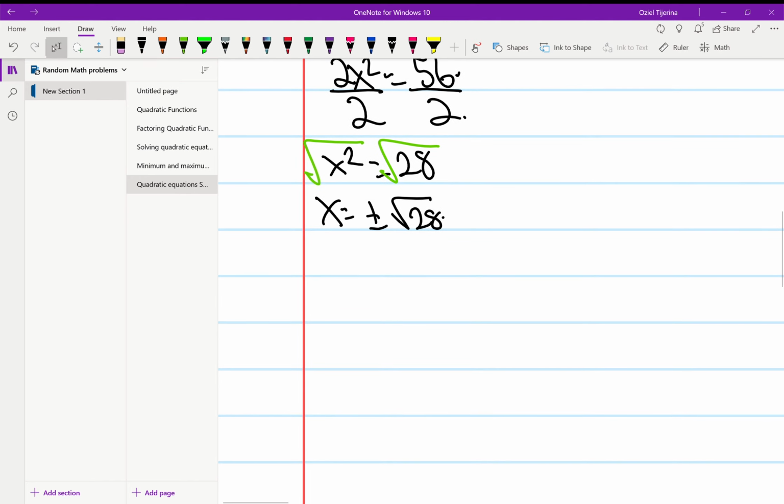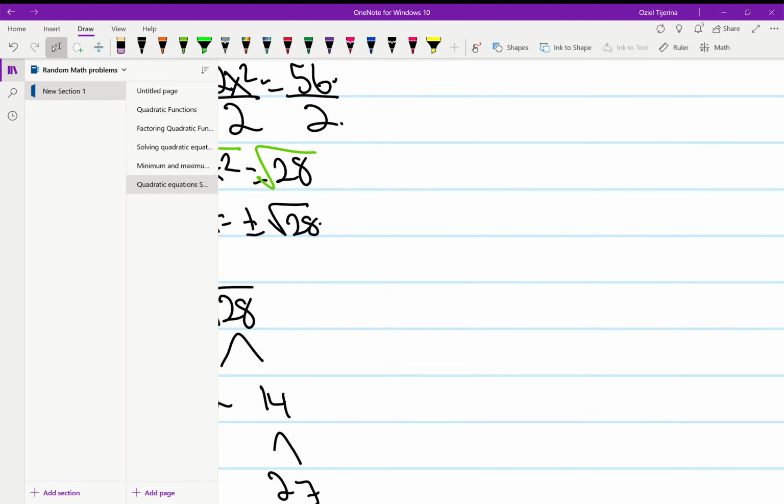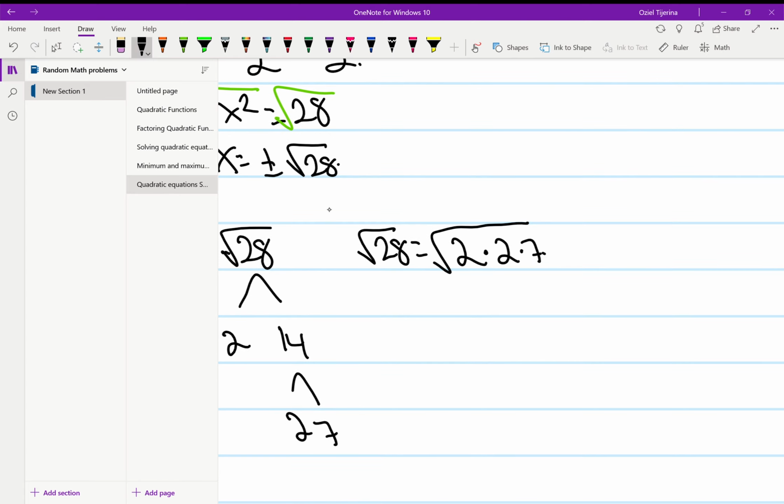Remember that the square root of 28 can be simplified. So let's do the factors of the 28. We have 2 and 14, and then we have 2 and 7. So this is going to be the square root of 28 is equal to the square root of 2 times 2 times 7. So this is going to be the square root of 2. Remember that we can split this up into multiple square roots. So we have the square root of 2 times the square root of 2 times the square root of 7.